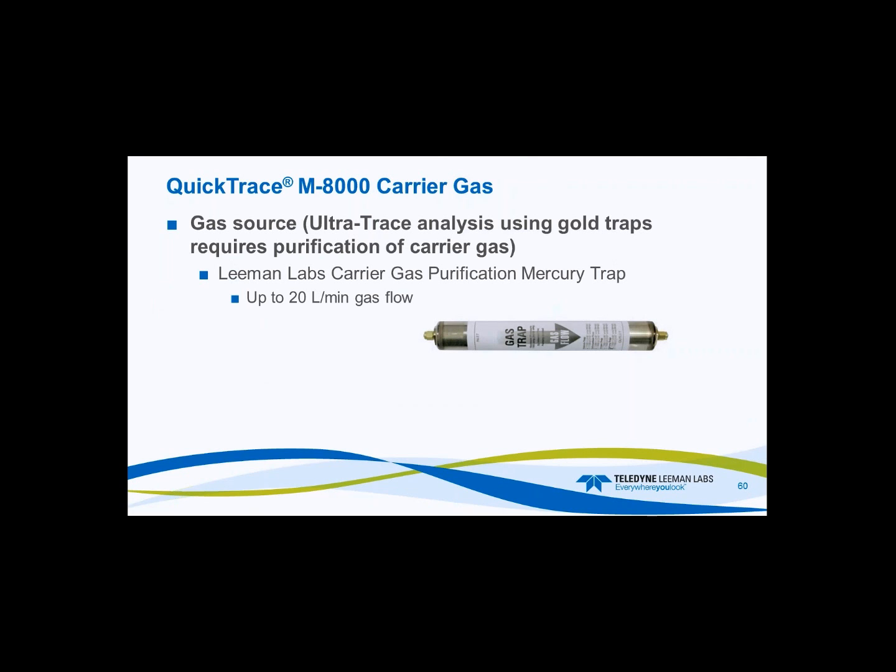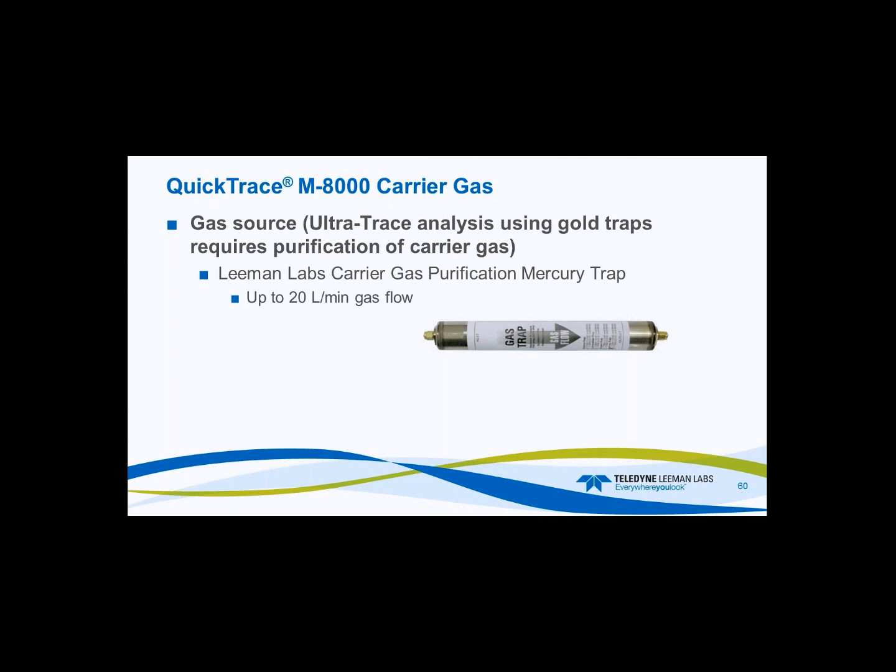So when you're running an M8000, especially in gold trap, you need to clean up the carrier gas, because about 4,900 metric tons of mercury is off-gassed into the atmosphere every year. Most of it is anthropogenic, but some of it's natural as well. Anyway, when they distill the gases, they take it from atmospheric gas and distill it down so that mercury ends up in the argon. So we have a proprietary trap that will collect the mercury, and it runs up to 20 liters per minute at its max.